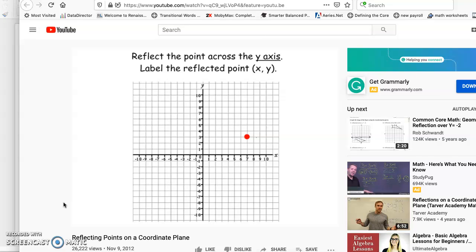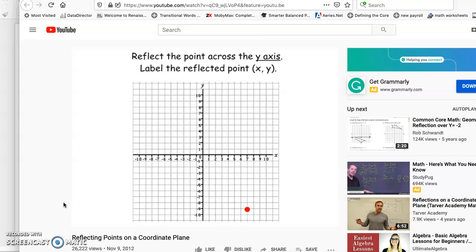Here we have the point 7, 3, and I want to reflect across the y-axis. I want it to reflect across the y. Well, remember, if I want it to reflect across the y, change the x. So I'm going to change the x from 7, 3 to -7, 3. -7, 3. So look what happens. It reflects across the y-axis. Let's try another one.